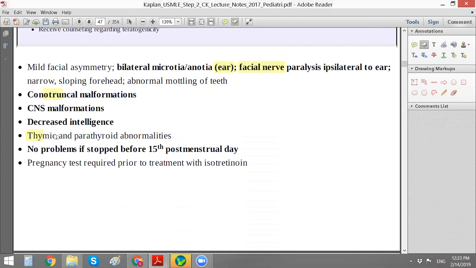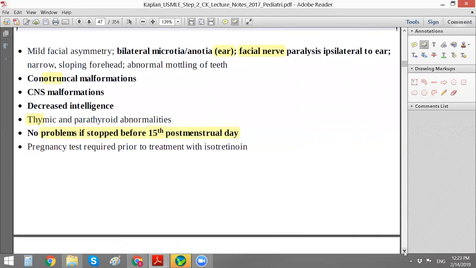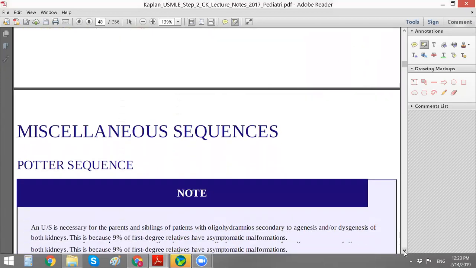No problem if stopped before 15 postmenstrual days. This is very important: before 15 postmenstrual days, there is no problem. Pregnancy test required prior to treatment initiation. So ear, facial nerve, conotruncal, CNS, decreased intelligence. I think ear, conotruncal, and facial nerve. That's it. Thymic, parathyroid abnormalities.